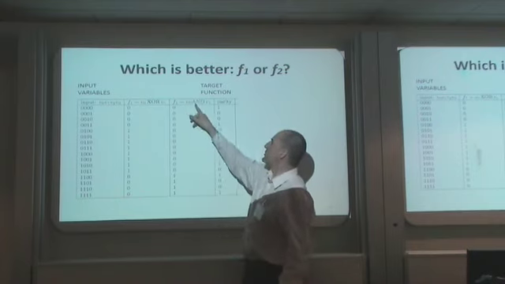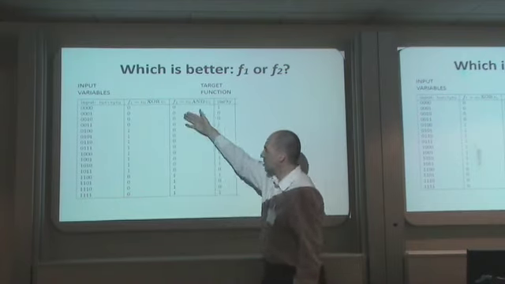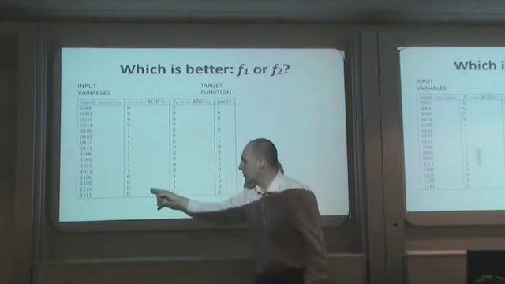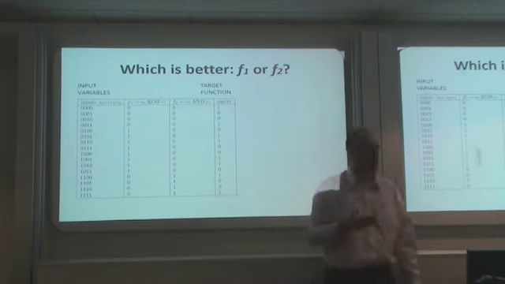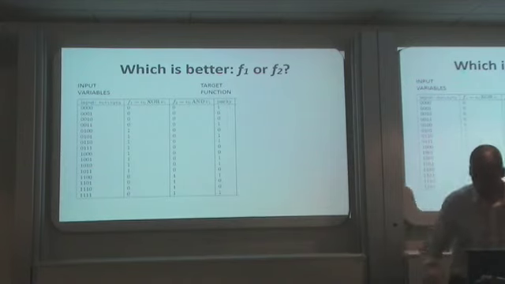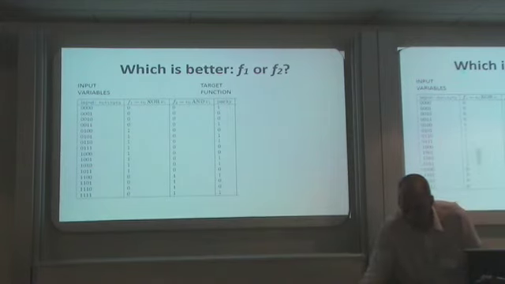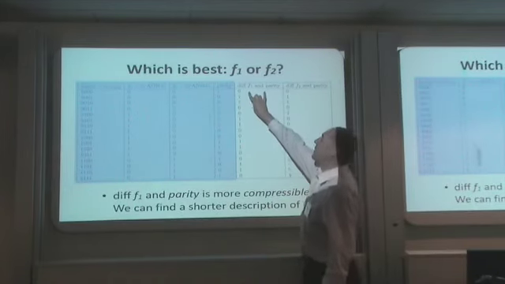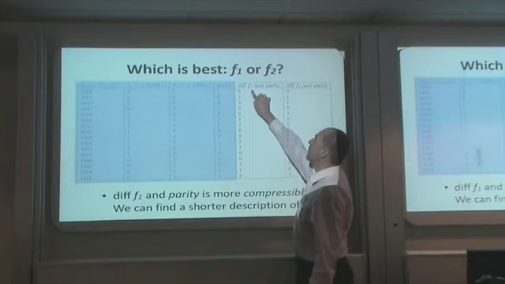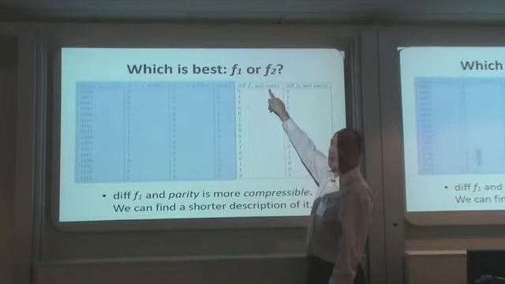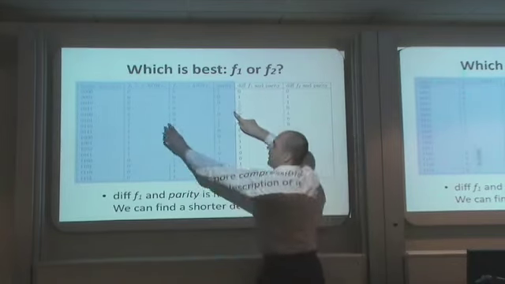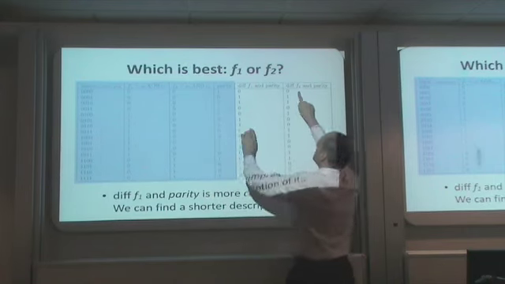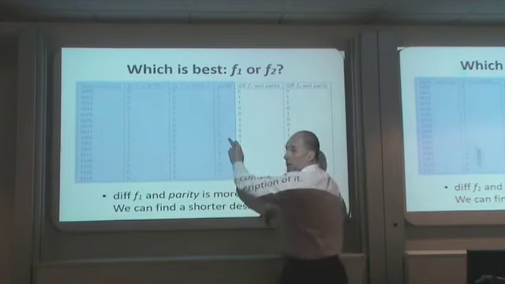Here's another program, V0 and V1, and there's the output vector. So out of those two, which program is better? What we can do here is calculate the Hamming distance. This is the difference between F1 and where we want to be, and this is the difference between F2 and where we want to be.